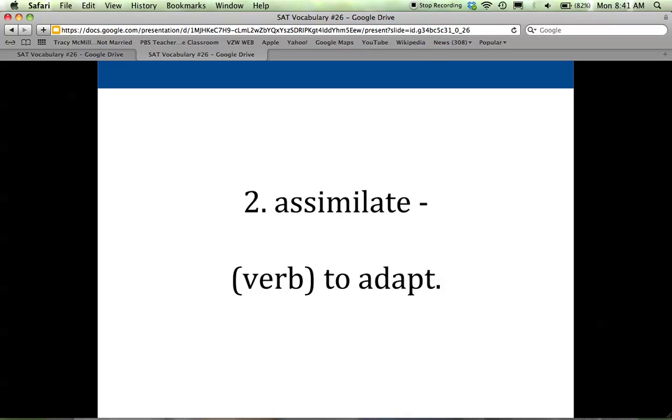Assimilate is a verb, and it means to adapt or to become similar to. And so when I think of the word assimilate, I try to remember that S-I-M in the middle, S-I-M-I-L, reminds me of similar, right? And so if you think of one person or one thing becoming similar to something else and having to adapt or change the way that they maybe act in order to assimilate, it will help you to remember what this word means.